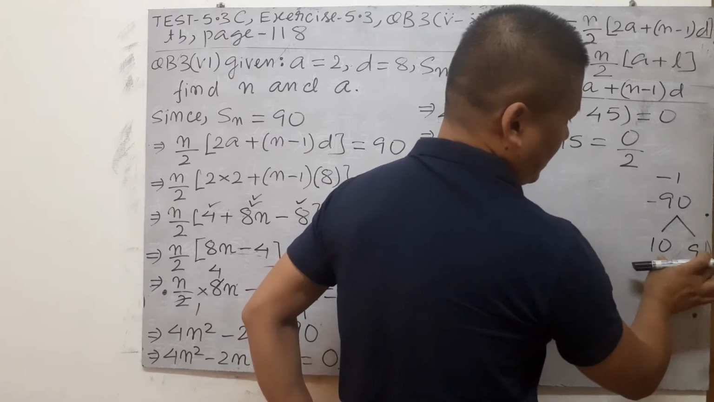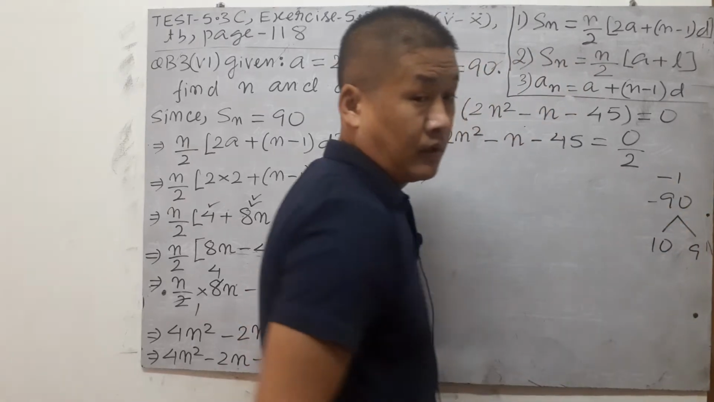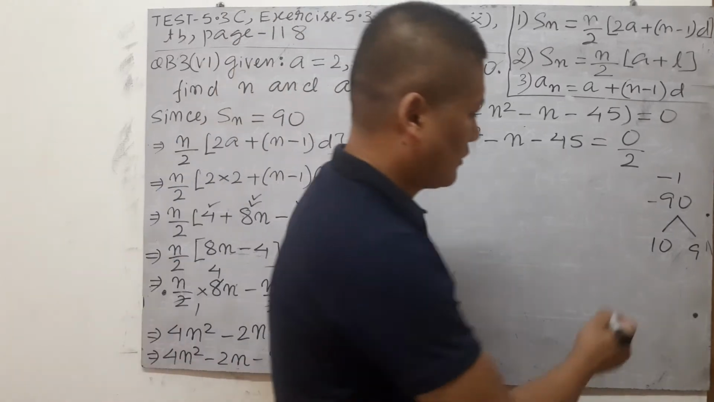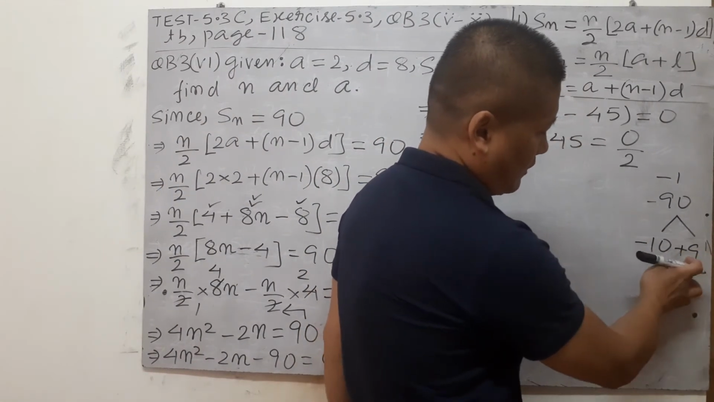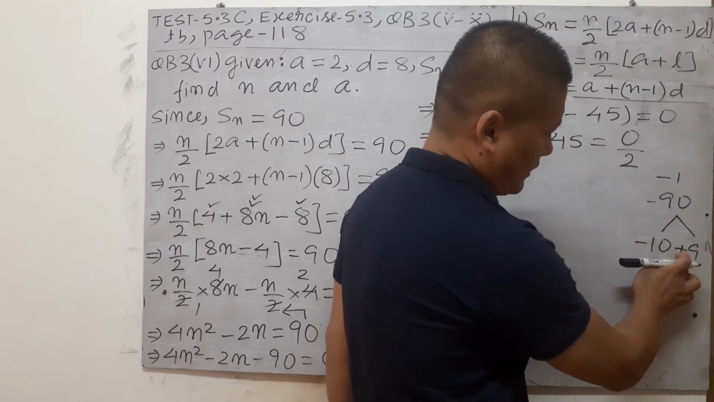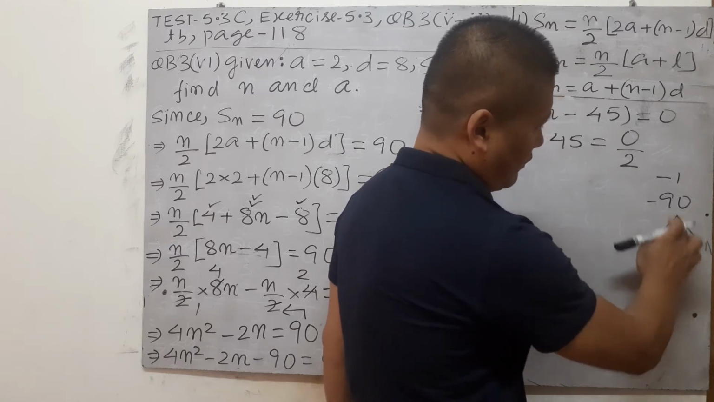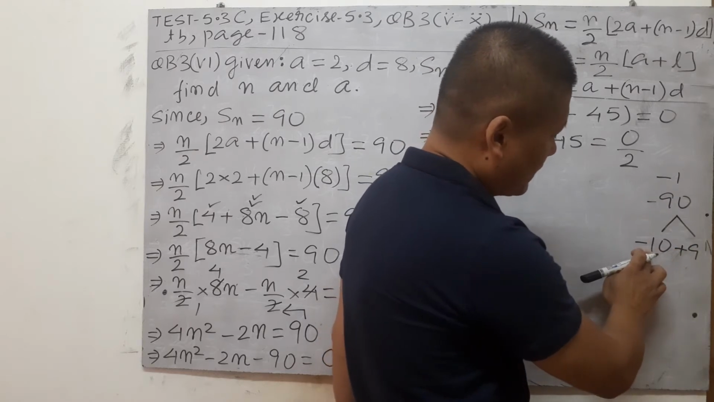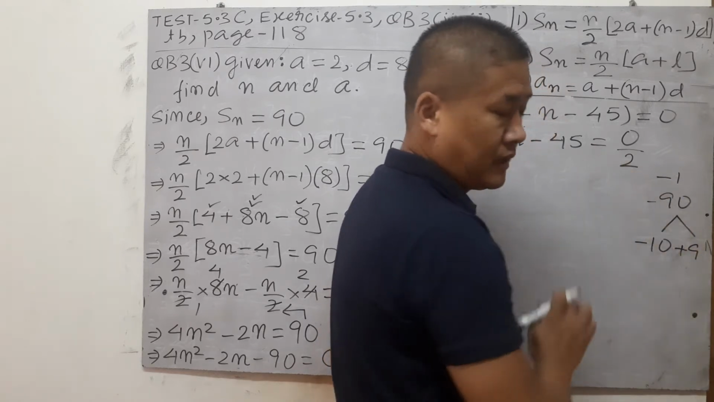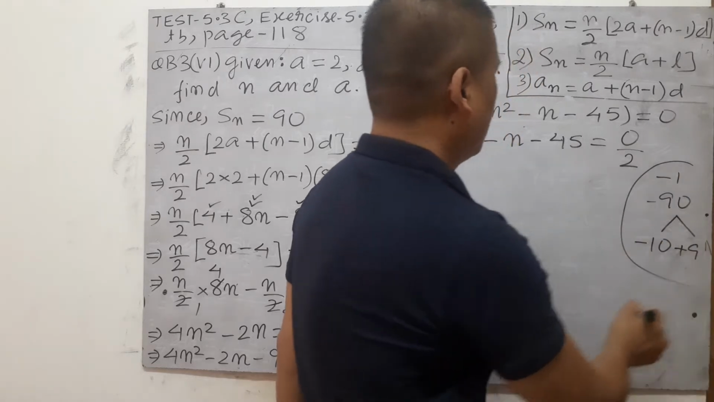So these are the two factors of 90 that are matching. It has to match minus 1, because if you put minus 10 and here plus 9, minus 10 plus 9 will give us minus 1 exactly. When we multiply minus 10 into 9, we get exactly minus 90. So this is the correct splitting of the middle term.